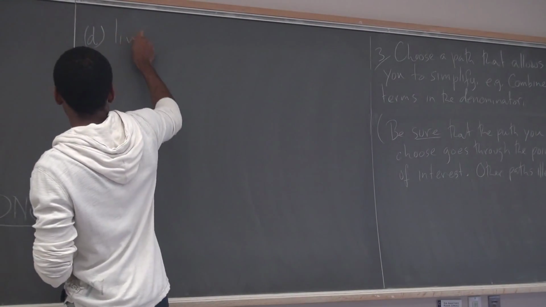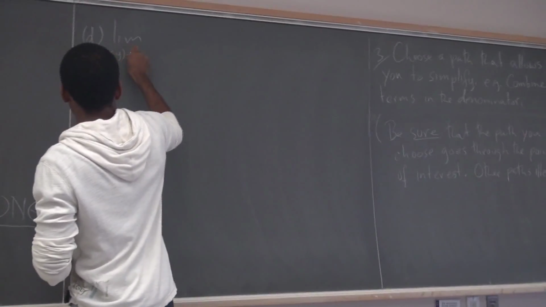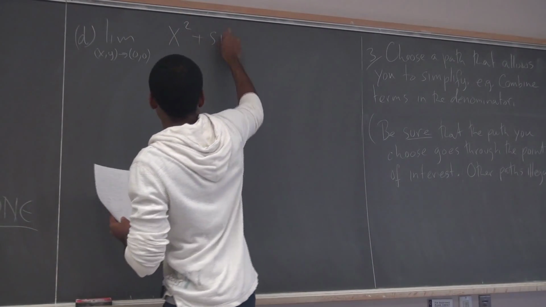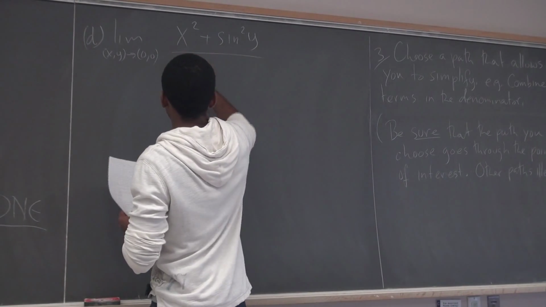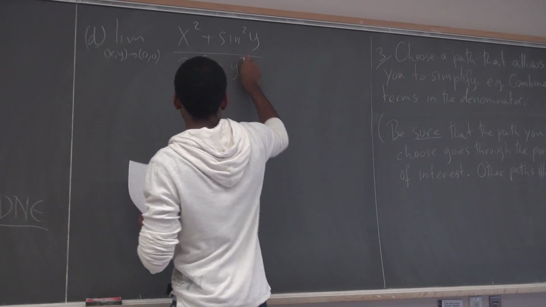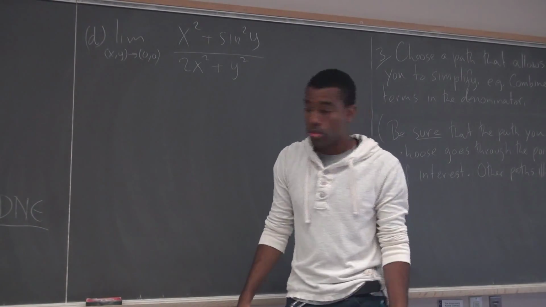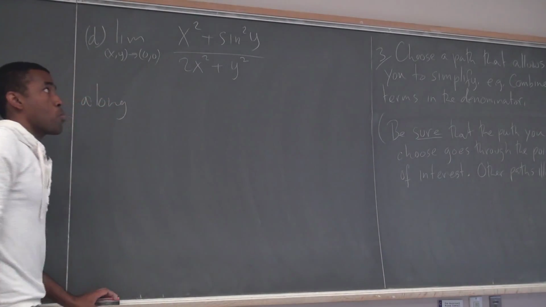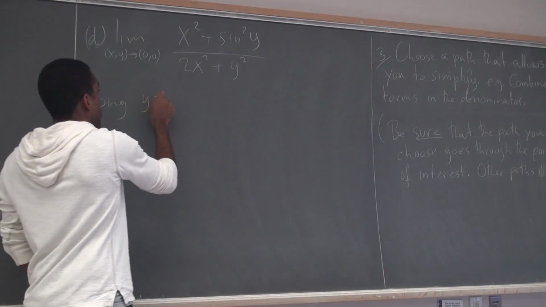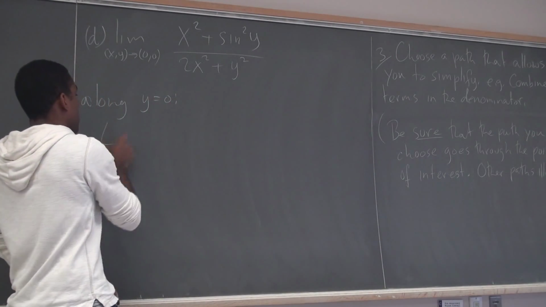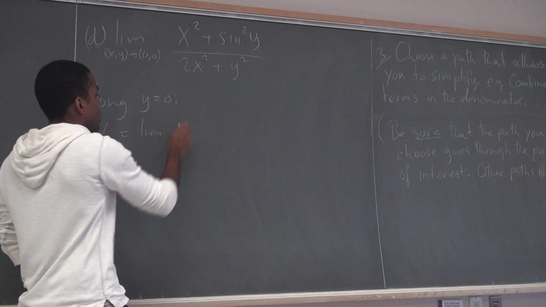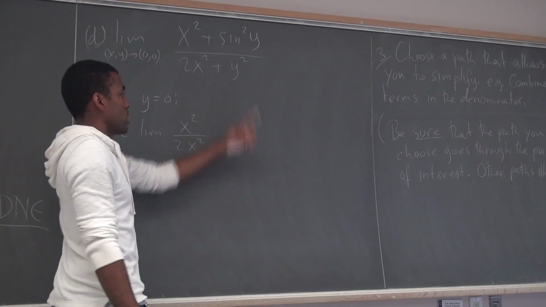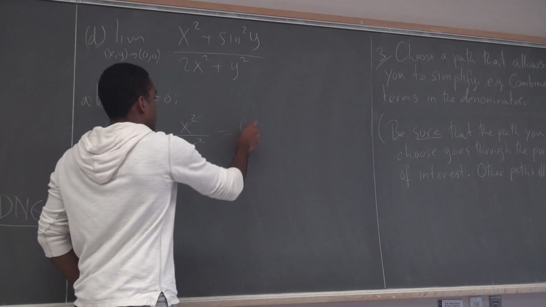For example, the limit as x, y approaches 0, 0 of x squared plus sine squared y over 2x squared plus y squared. Give me a path. Let's go along y equals 0. What would happen? My limit would be the limit of x squared over 2x squared, right? Because sine of 0 is 0, y squared is 0. This cancels, I get a half.